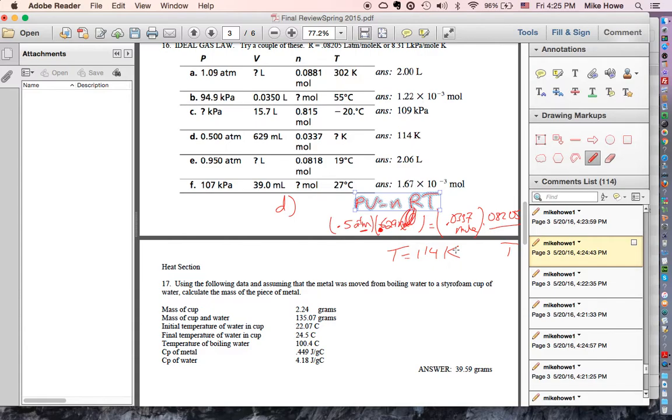All right, so I'll double check that math again. So 0.5 times 0.629 divided by 0.0337, then divide again by 0.08205. Final answer is 113. That's what I got. I got 113.7, which is 114. All right, I'm going to stop there and save this file so it doesn't get too long.